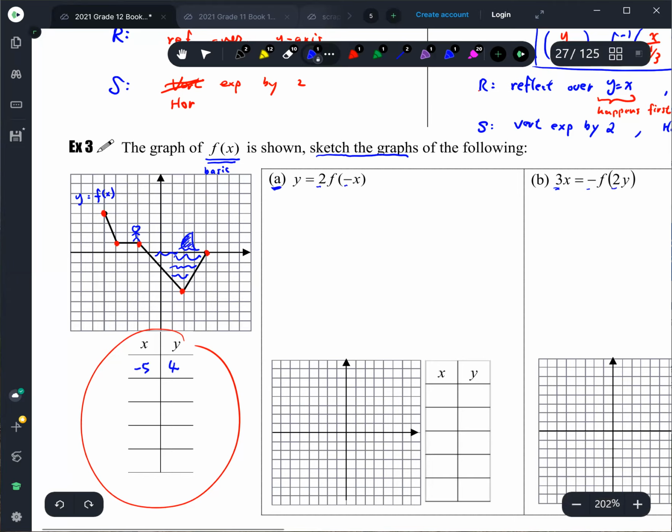Please raise your hand if you have the table filled out. Just list out the 5 points.